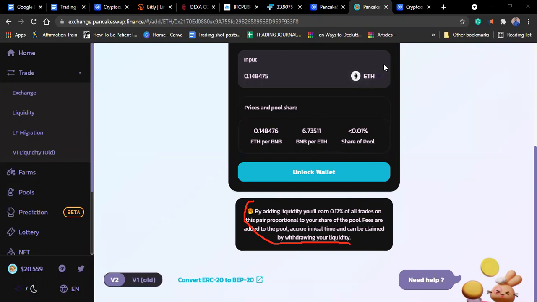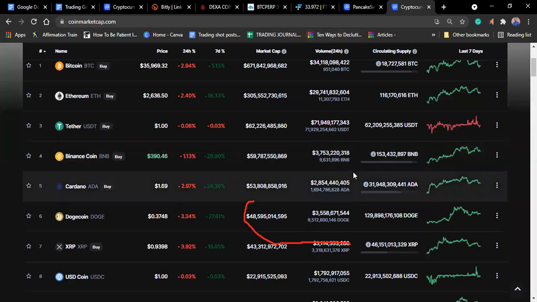Now, having explained that, let's look at knowing which coins to buy or sell. We've looked at centralized exchange, we've looked at decentralized exchange, how they work. Now, how do you know which coin to buy and sell? To know which coin to buy and sell, you need to do what is called research. You need to know what you're trying to achieve with your investment.